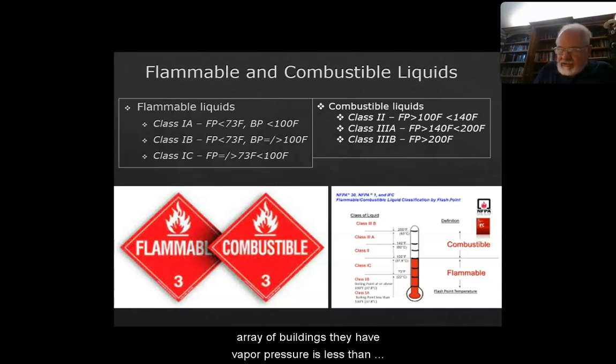They have vapor pressures less than 40 pounds per square inch absolute. Above that vapor pressure, material is considered a liquefied gas or compressed gas. Flammable liquids normally have a flash point below 73 degrees Fahrenheit and boiling points above 100 degrees Fahrenheit. They are always in a state ready to burn at normal ambient temperatures.